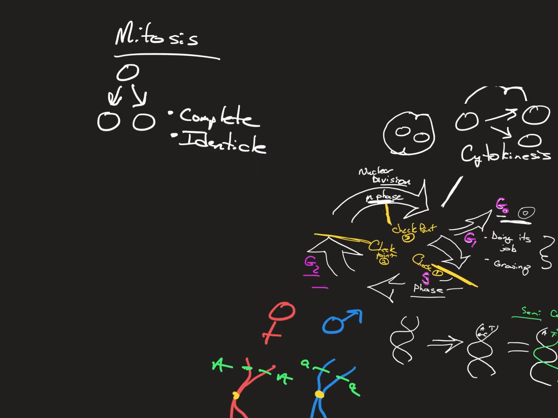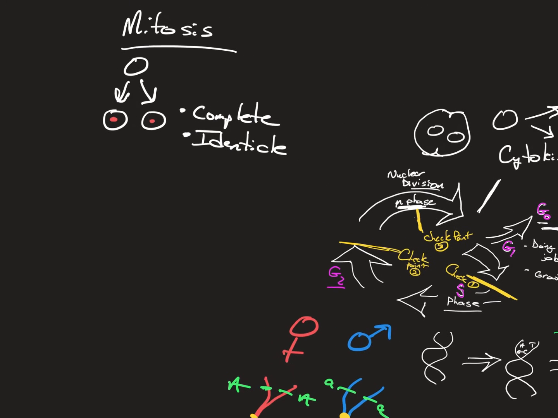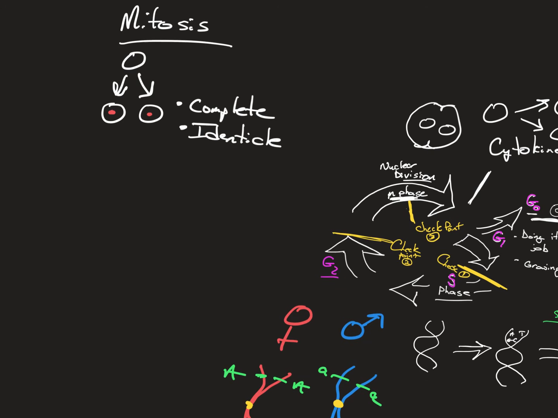So it could divide again, or maybe it goes into G0, but whatever it does after mitosis, these are identical cells. These nuclei are exactly the same, and so is every other component of that cell. They might differentiate, they might turn certain genes on and off, but their DNA, the code in their DNA, is the same.